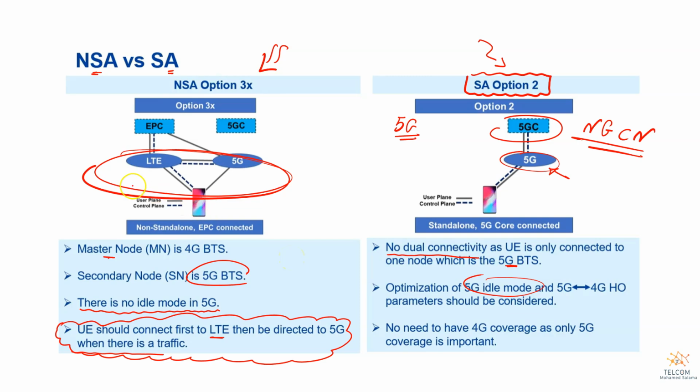Okay, let's talk about how we can add a 5G base station in option 3X. What are the conditions? What are the optimization parameters to add the 5G base station, and what is the signaling flow? Let's talk, starting from the next session, about this point with details of optimization, and let's go to the next session.